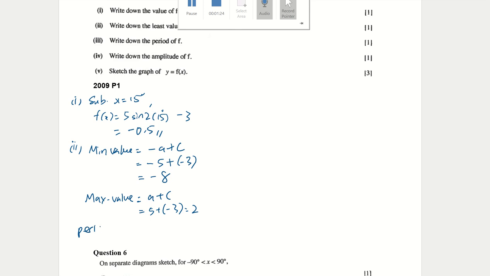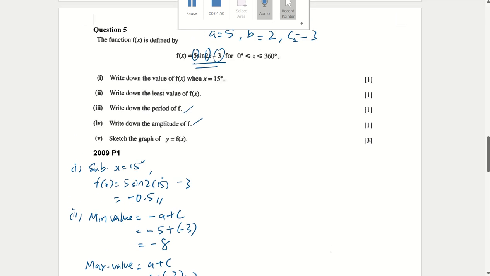And the period is just 360 degrees because it's a sine graph. You divide by the b. So 360 divided by 2 is 180 degrees. So that settles the period. The amplitude must be positive a. That means we just look at the value of a. In this case, it's just 5.